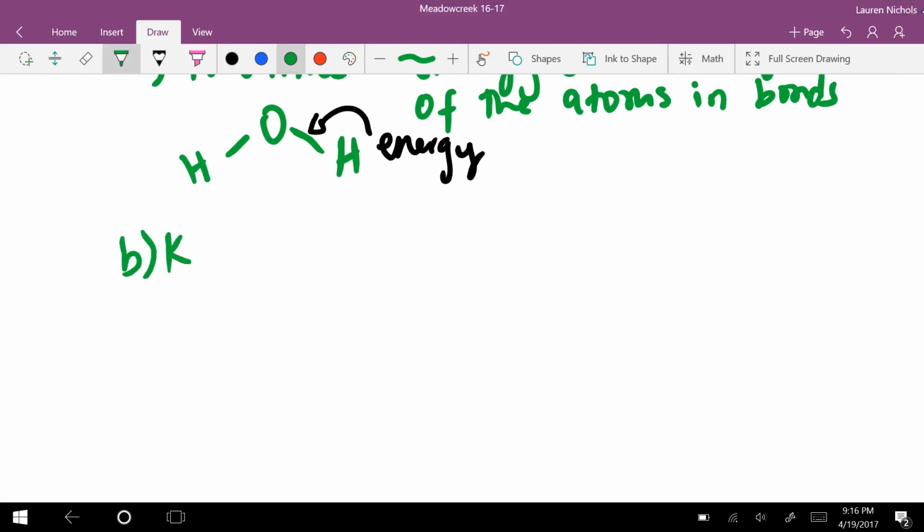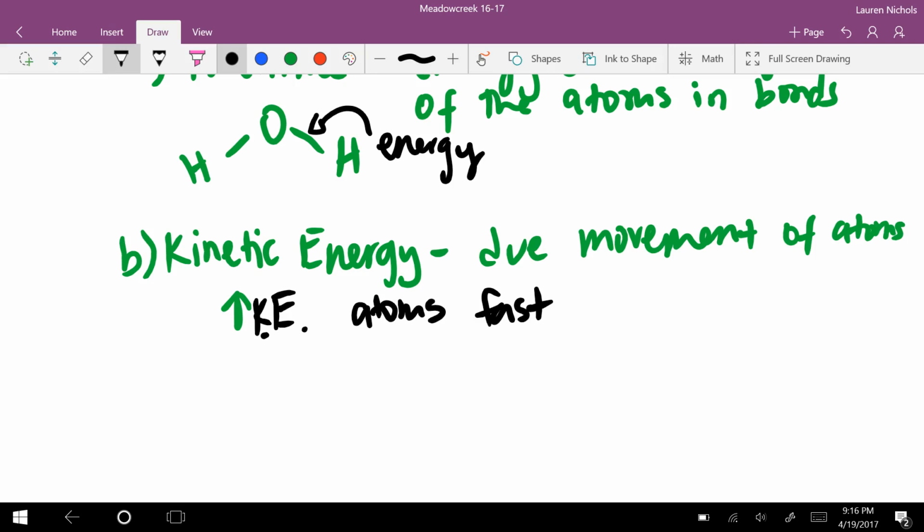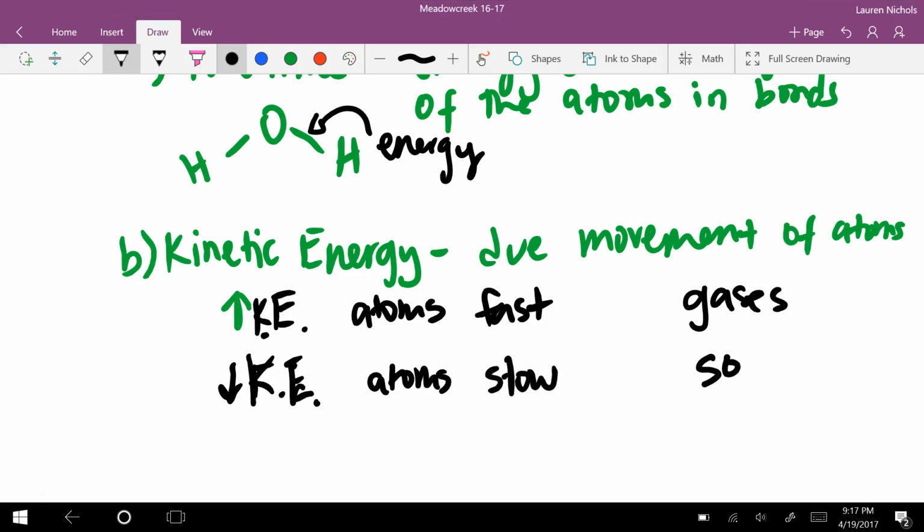Now, the second one is kinetic energy. Kinetic energy is due to the movement of atoms. This means if we have a high kinetic energy, which KE is just going to be kinetic energy, that means the atoms are fast. Something really high in kinetic energy would be gases. They have a lot of kinetic energy when compared to the other ones. If you have a low kinetic energy, the atoms are moving slow, and so this would be our solids. Liquids are kind of in the middle usually.